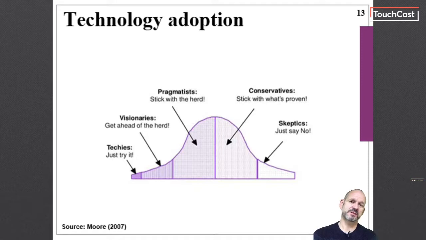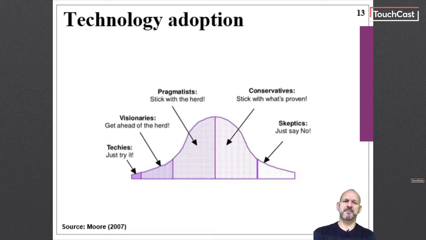Next, we have the pragmatists, and these are individuals who see the practical benefits of new technology and wish to benefit from these. Then we have the conservatives, and these are people who are resistant to change and who prefer to adopt the status quo. And lastly, we have the skeptics, who are by nature suspicious of new technology.